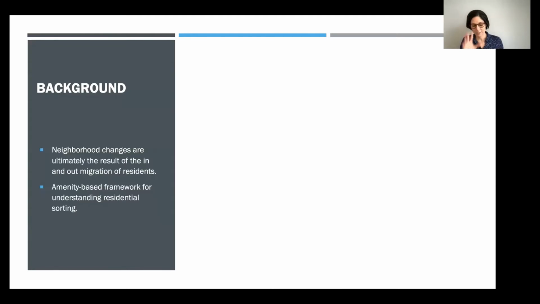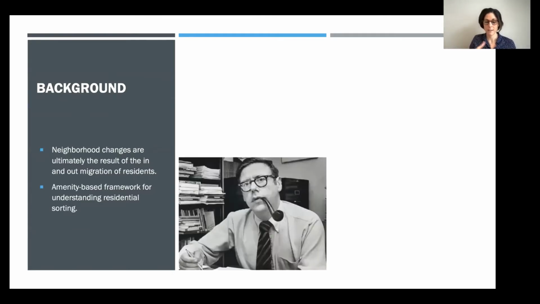And then we had to fit it into some theoretical framework, of course. So we started to think, well, what could we actually learn about this, right? And so thinking about processes of neighborhood change, we think of them as the result of people moving in and out, and also changes in the built environment. We can use this amenity-based framework for understanding residential sorting, thanks to our friend here, Mr. Tiebout, who says that certain groups of people will outbid others for a bundle of amenities.